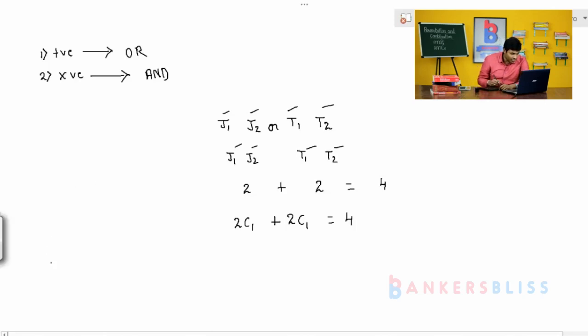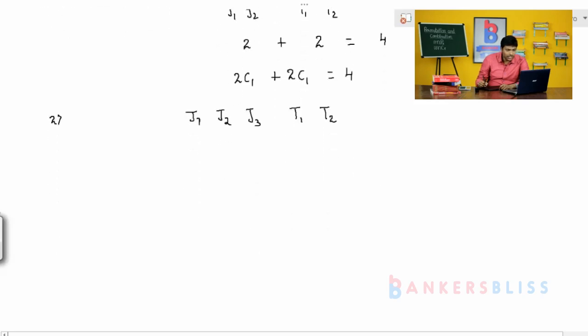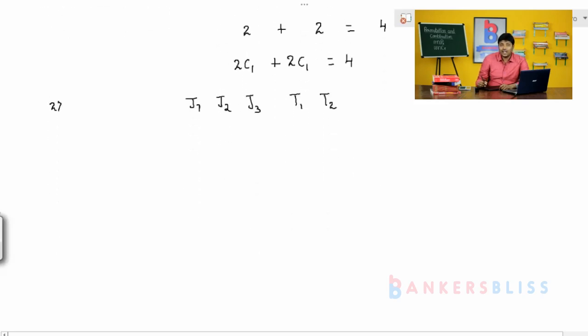Next, the AND condition means the multiplicative sign. Why do we have to use it? See here, consider you have 3 jeans, J1, J2, J3, and T1 and T2. The condition is that you have to select one jeans and one t-shirt.